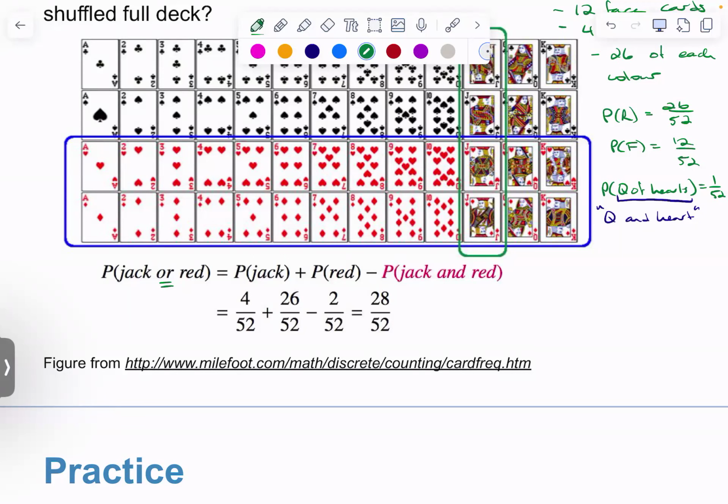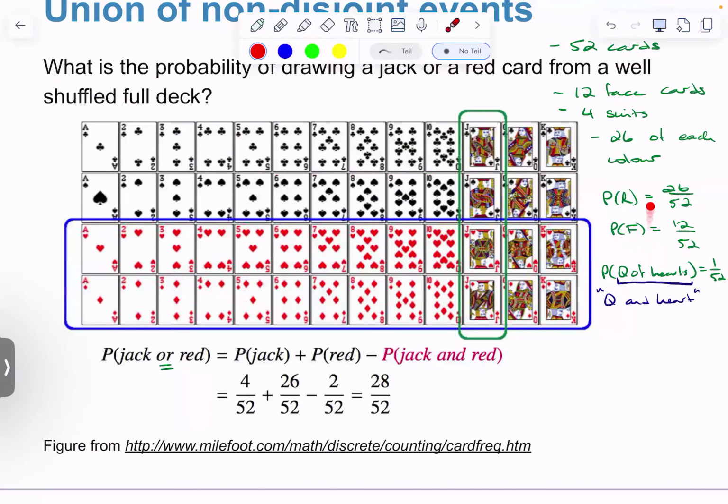If we were to count, same thing that we did over here, we're just counting how many of these cards satisfy this criteria. So if I have a jack or a red card, if it's a jack or a red, I count it. So I've got 1, 2, 3, 4, and for red cards, I've got 26. But the problem is that I've counted these guys twice. There's overlap here, and I don't want to count those twice. They only count once.